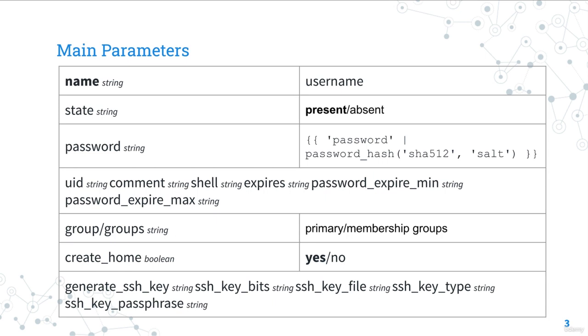Usually, we would like to create a user home directory, so the create_home parameter defaults to yes, but we could override it if we don't need a home directory. Let me also highlight that we could generate an SSH key with a lot of options. The fingerprint and the public key are available in the long list of returned values.